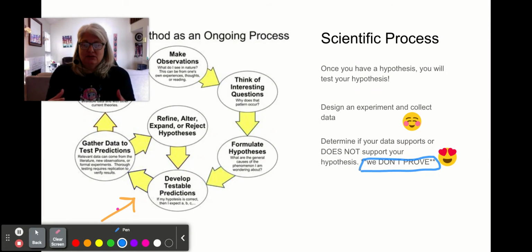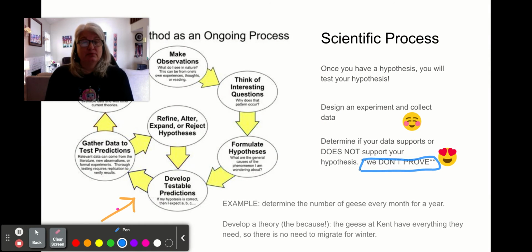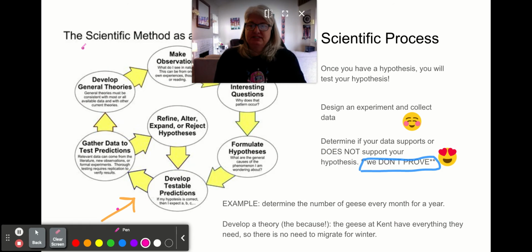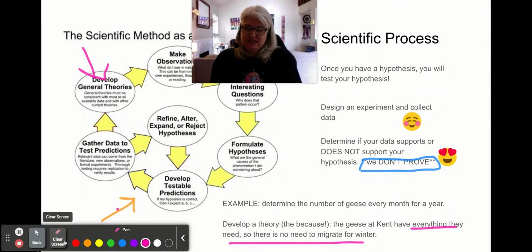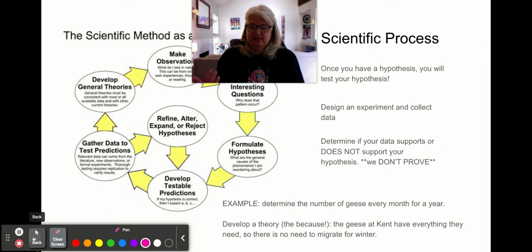So please don't use the word prove. Just the fact that I counted geese does not prove that the geese stay there all year. It supports the theory, but it doesn't prove it, okay? So once you have a theory, you have to develop the theory of why. It's kind of the because. Why do I think the geese are staying there? Well, I think it's because they have everything they need, so there's no need to migrate for the winter. Okay, so that's an example of the process.